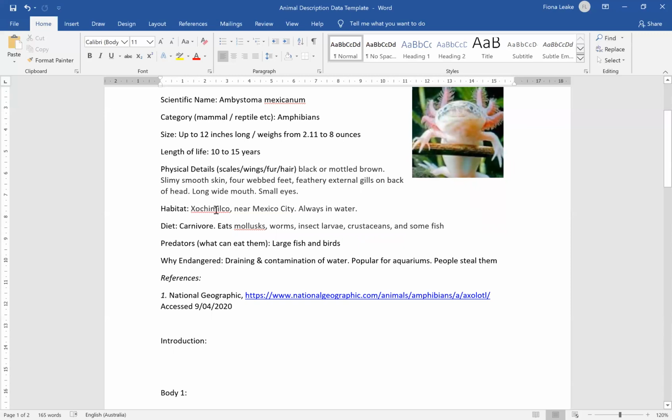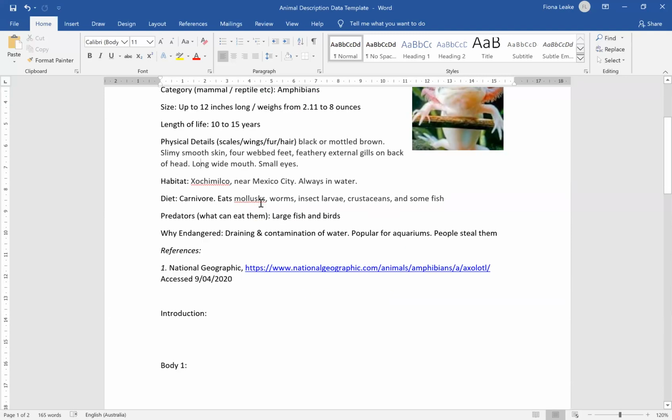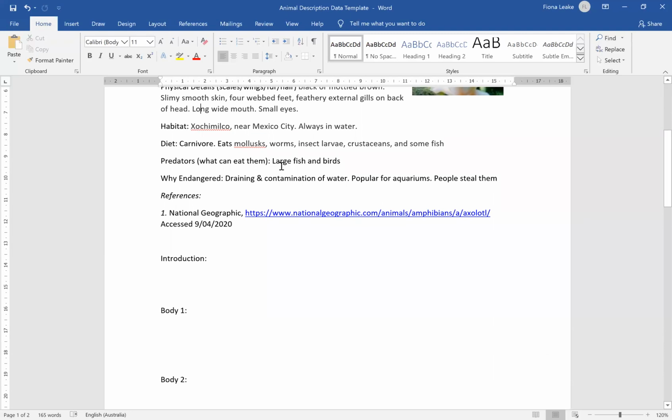Habitat: I can't say that word, but it's near Mexico City. They always live in the water, which is why they've got gills. Diet: they are a carnivore. They eat mollusks, worms, insect larvae, crustaceans, and some fish. Predators, which means what can eat them or what can hunt them: large fish and birds.